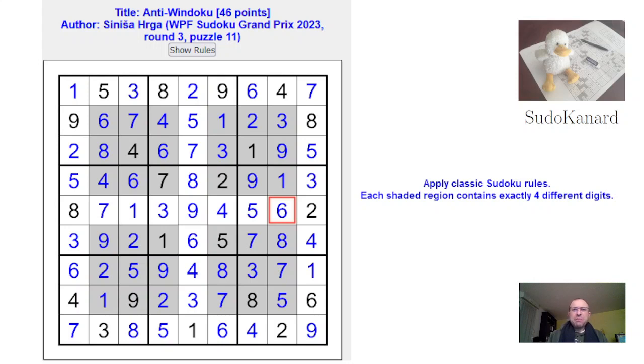I'm of the opinion that 46 is a little underrated. I would have put it more in like 55, I think, so something like that, somewhere between 50 and 60. But then difficulty is a very subjective topic.